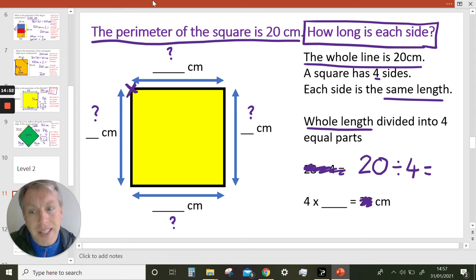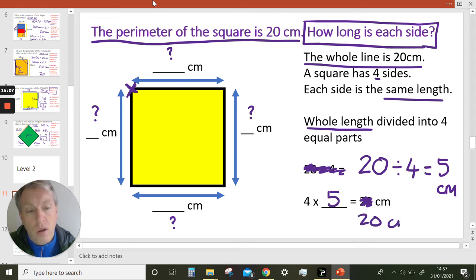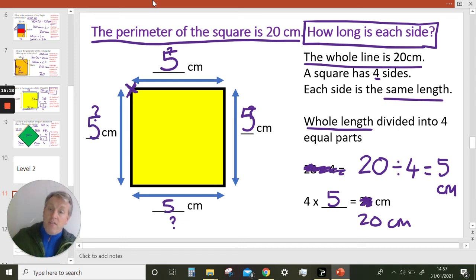20 centimetres, the whole length, divided by 4 is 5 centimetres. And 4 sides, each side 5 centimetres long, makes our whole 20 centimetres. Let's try it. 5 centimetres, 5 centimetres, 5 centimetres. Yes. 5 add 5 add 5 add 5 is 20. 5 times 4 is 20.